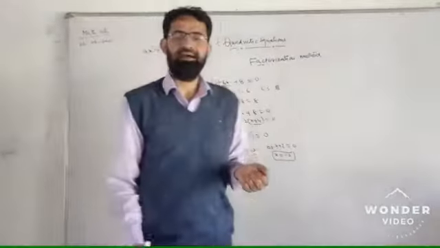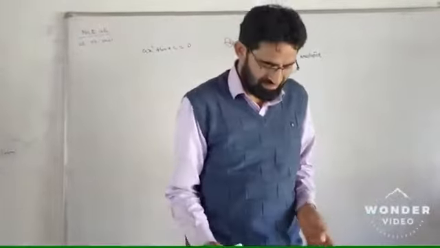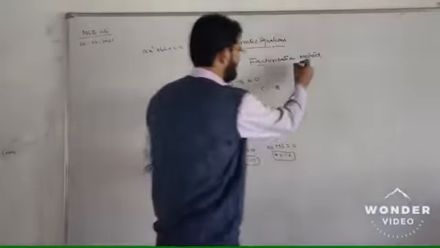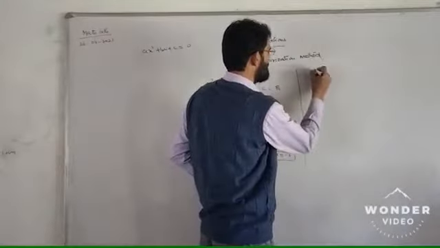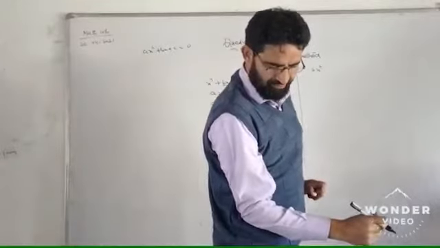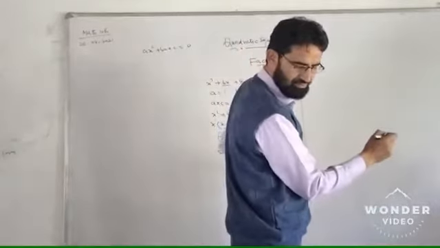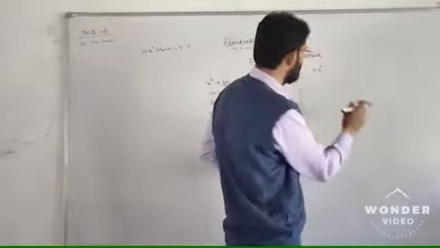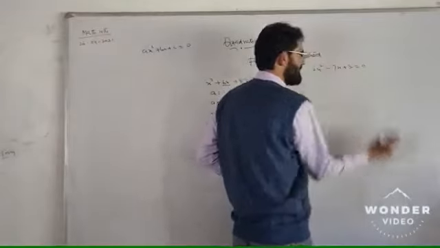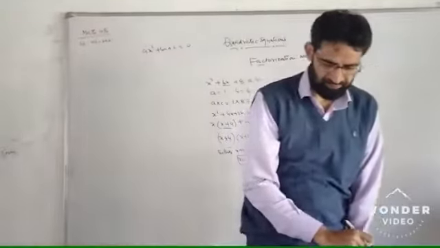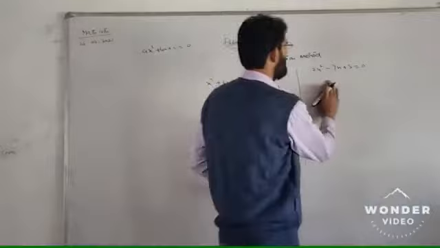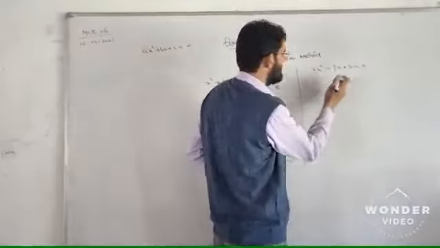This is how the factorization method goes. Very simple. One more question I will show here. This is 2x square minus 7x plus 3 is equal to 0. This question is in your book. 2x square minus 7x plus 3 is equal to 0. Now we are going to solve this by the factorization method.